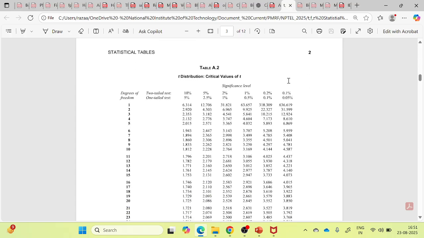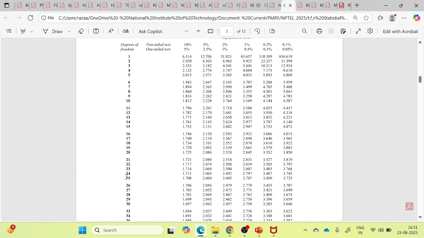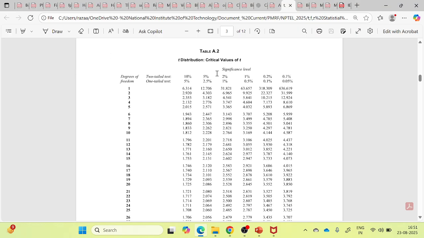Now I'll show the t-test. What was the degree of freedom for us? Degree of freedom was 25, is it? In the t-test, two things are there: one, the degree of freedom, then whether the test is a two tail test or a one tail test. In our case, degree of freedom is 25, and the test is a one tail test with 5%. So we go here, and 5% comes here. So what is the value? It's 1.708.